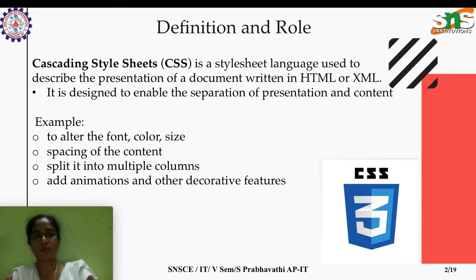Some examples of what we could do in CSS are altering the font size, color, etc., spacing between the contents, and displaying the content in different columns. You could add animations and some other text decorative features. A lot of things are there, and we'll see them one by one in the forthcoming topics. Today we are going to see the introduction, its features and core syntax of CSS.